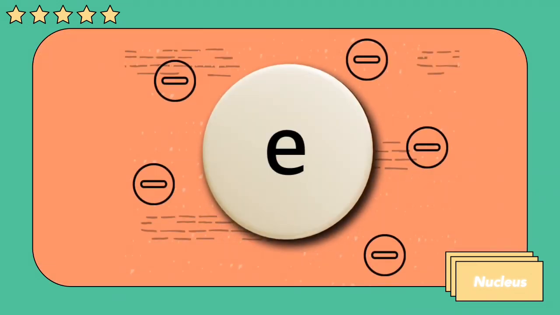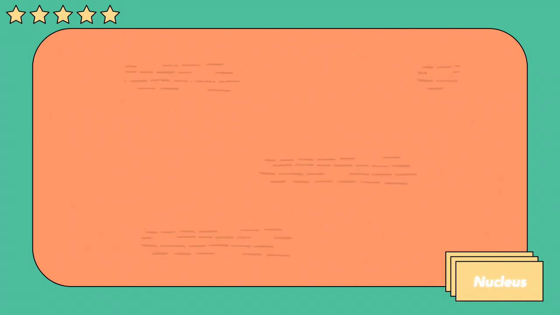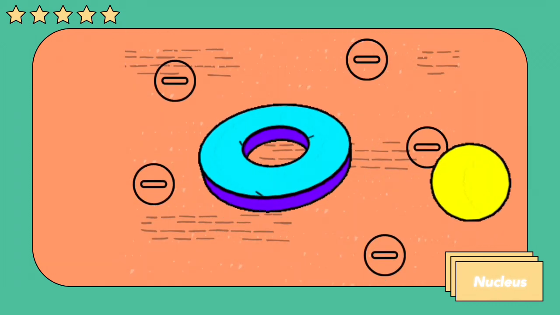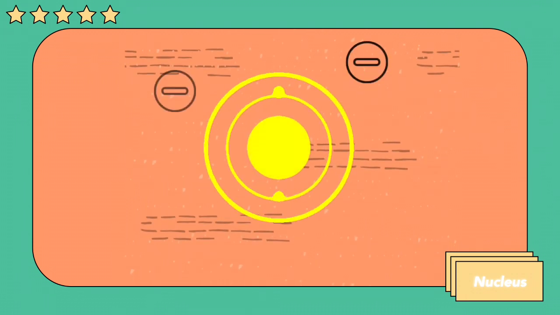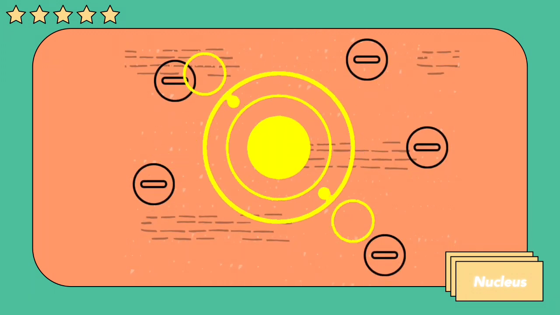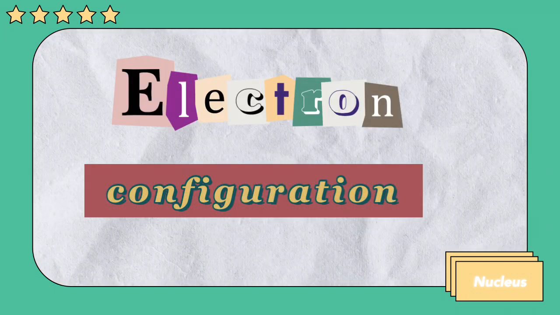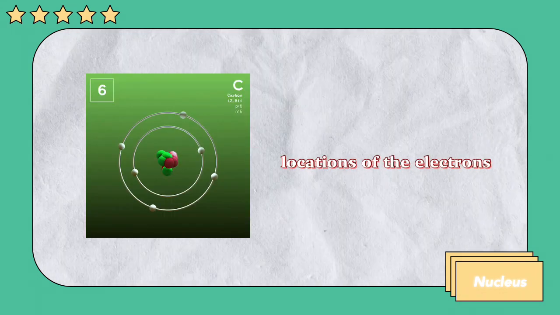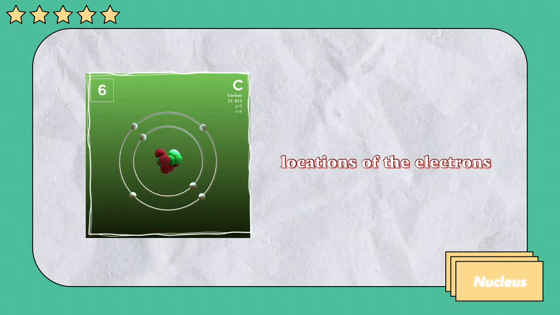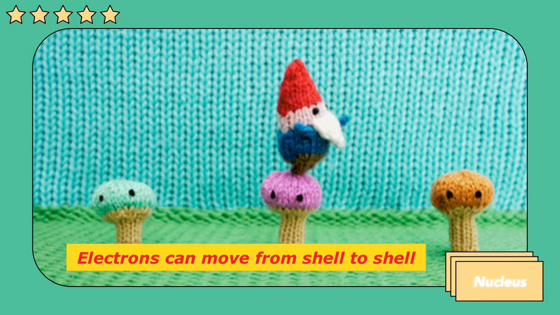An electron is a negatively charged subatomic particle. It can be either free, which means not attached to any atom, or bound to the nucleus of an atom. An atom's electron configuration refers to the locations of the electrons in a typical atom. Electrons can move from shell to shell.